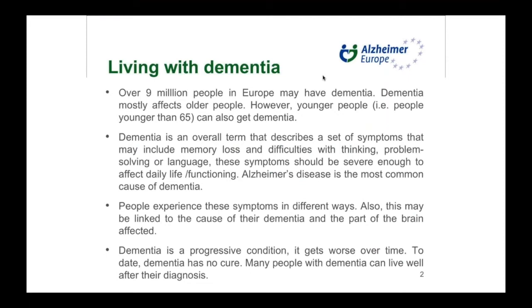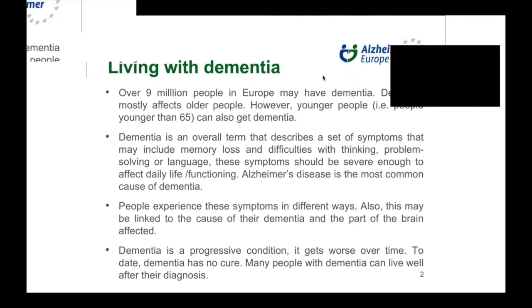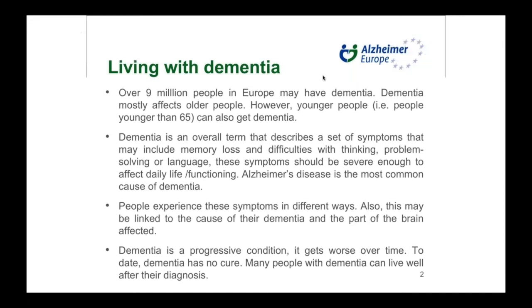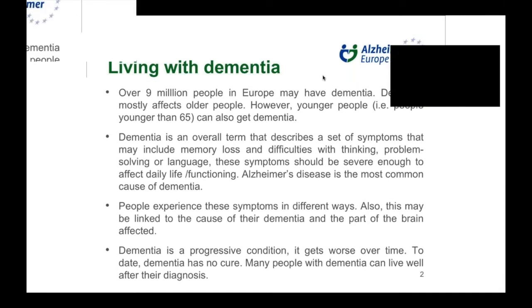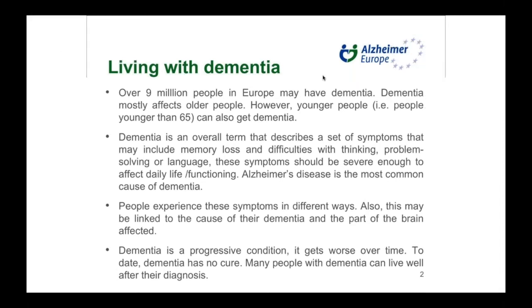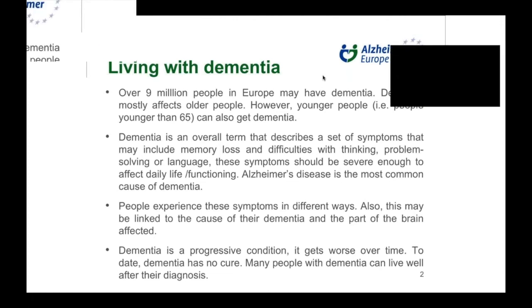Before discussing the topic which is of interest today, I would like to say a few words about living with dementia. According to the most recent estimates, there are some 9 million people in Europe living with dementia. The most important risk factor for developing dementia is age. However, some younger people, for example, people in their 50s, in their 40s, and in some cases even in their 30s, can also get dementia. Alzheimer's disease is the most common cause of dementia. For those of you who are not familiar with this condition, dementia is an overall term that describes a set of symptoms that might include memory loss and difficulties with thinking, problem solving or language, and other symptoms. These symptoms should be severe enough to interfere with daily life and functioning.